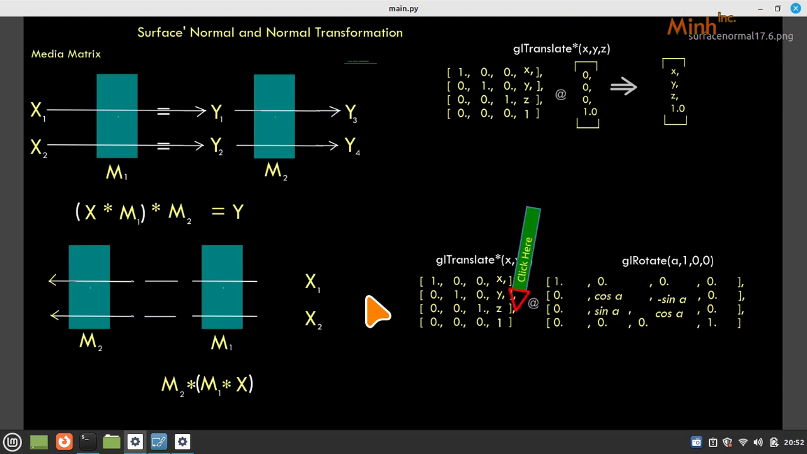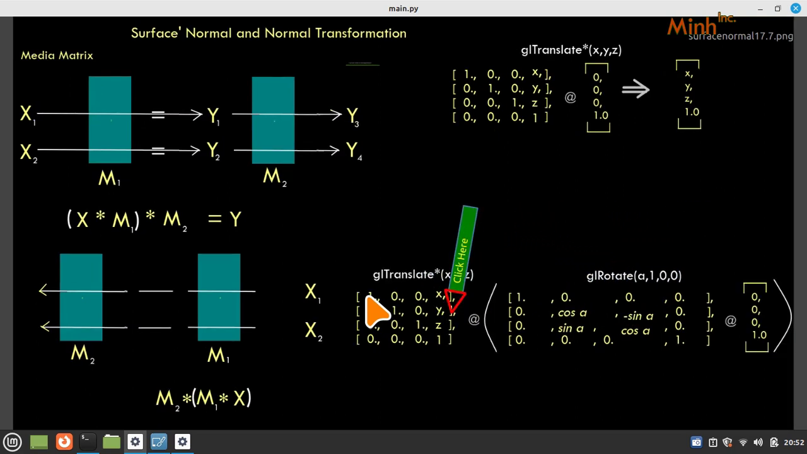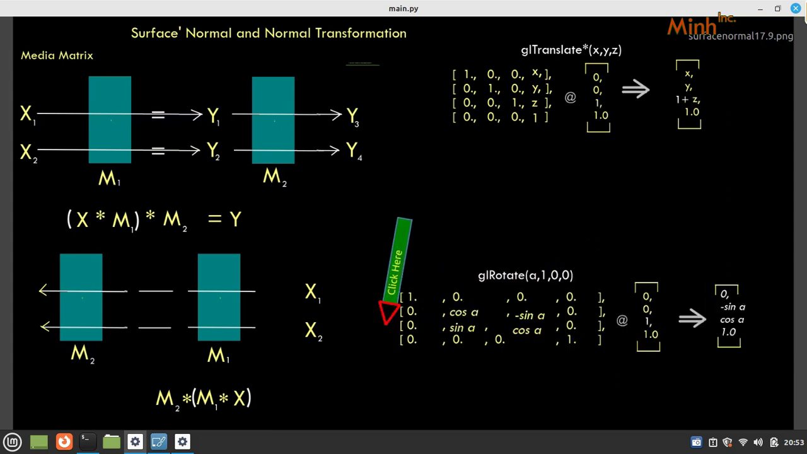So now we are multiplying by rotation and translation. As per the formula, x is multiplied by matrix 1 and then matrix 2. So if x is 0, 0, 0 and 1, it is multiplied by the rotation matrix, whatever comes, and then it is multiplied by glTranslate. So this is the story.